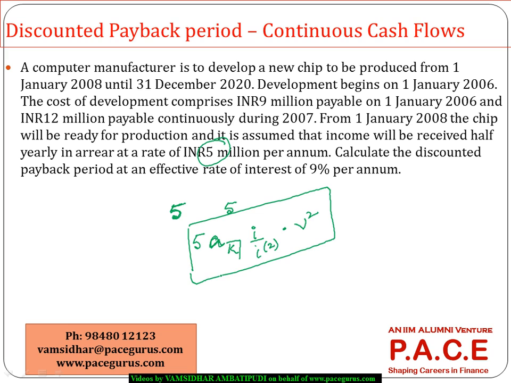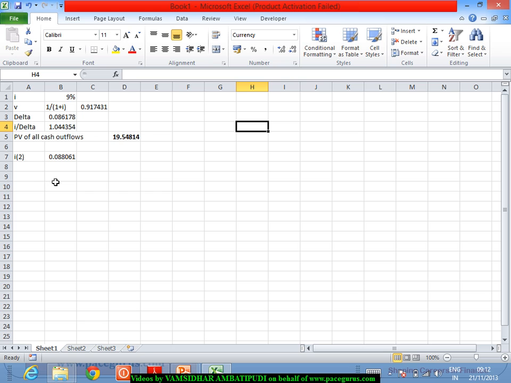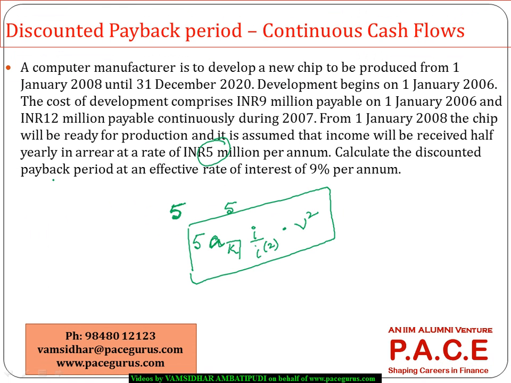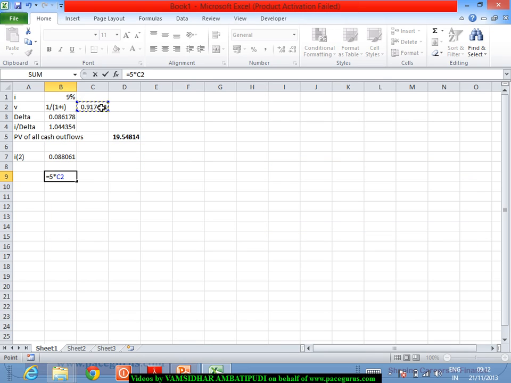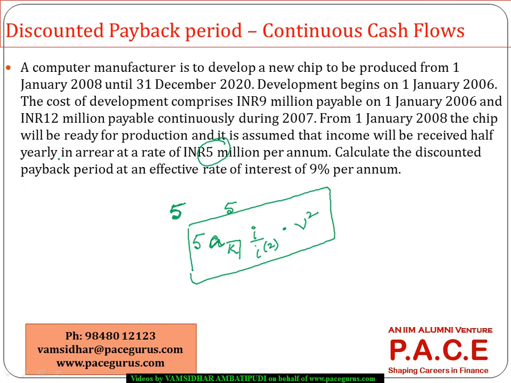So basically we can simplify this saying 5 into i by I2 into v squared is AK. So let's simplify this part at least. So this is coming out as 5 into v squared. This is v squared because I am getting it after 2 years. I am taking it as v squared into i by I2. So this is equivalent to 4.301 AK. This is what is the present value of all the cash inflows that I am getting within a K year period.